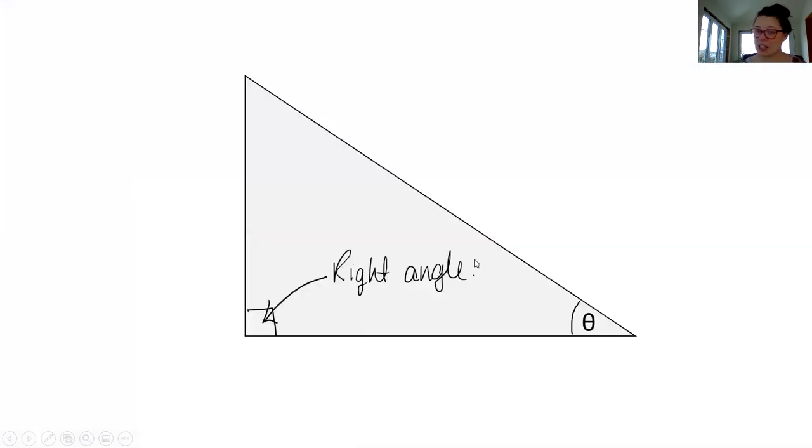So again, we're dealing with right triangles, and there are a few terms that you need to know. So we've looked at this before. All right, so we've looked at this picture before when we dealt with Pythagorean theorem. So we have our right angle here in the corner, and across from that we have our side that's the hypotenuse.